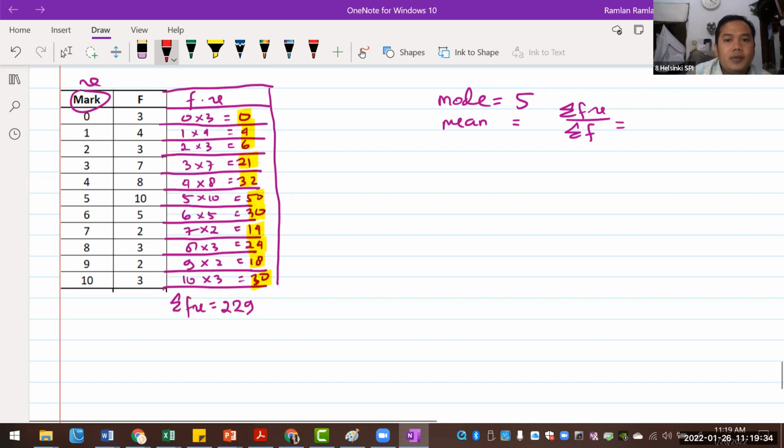So we find the sigma f in here. Sigma f, again, it's just adding all of these numbers, right? So the total number, we have 3 plus 4 plus 3 is 10, 17. 17 plus 8 is 25. 25 plus 15 plus 2 plus 2 plus 3 plus 3 is equal to 50. Okay, so which means that this is going to be 229 divided by 50. That's it. 229 divided by 50 is going to be equal to 4.5.